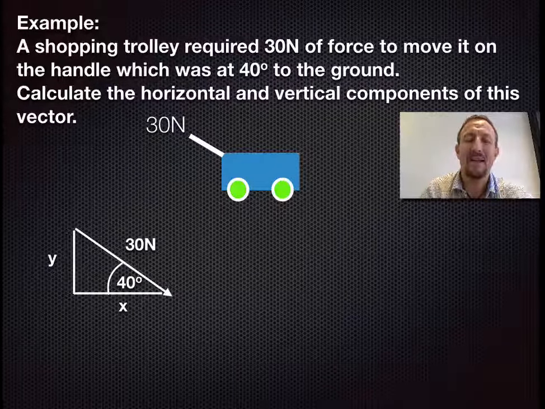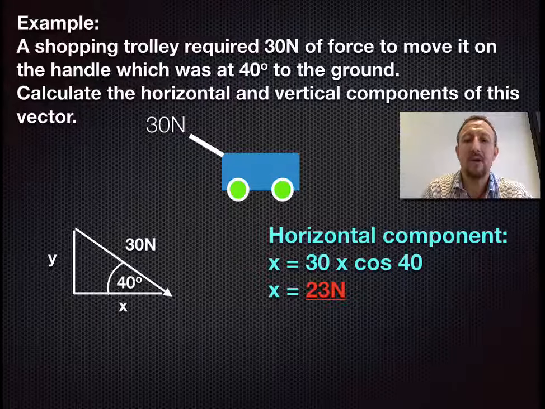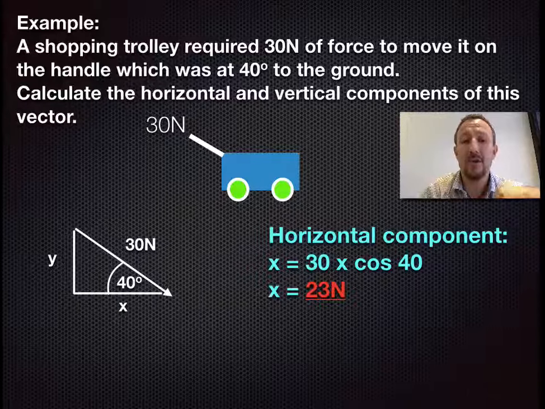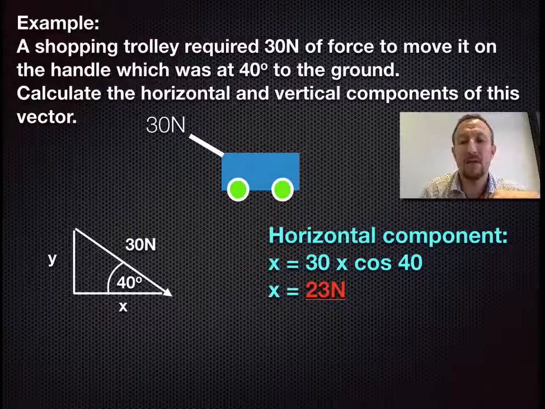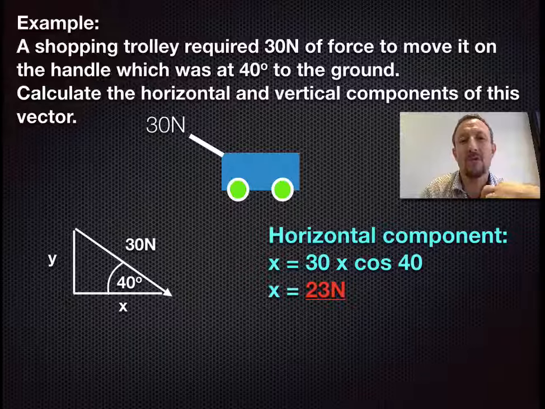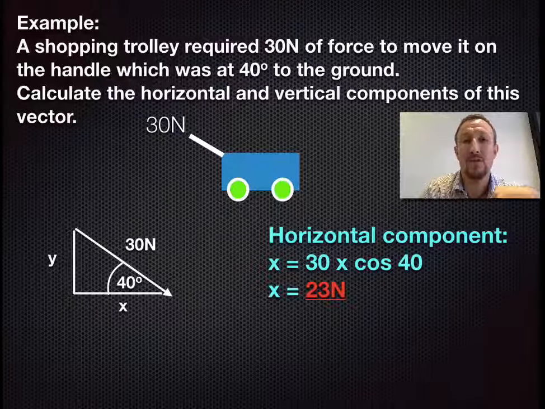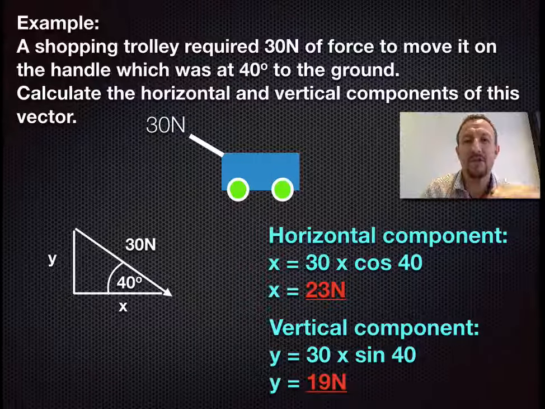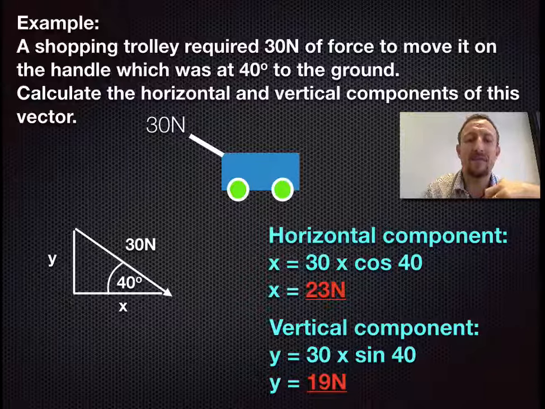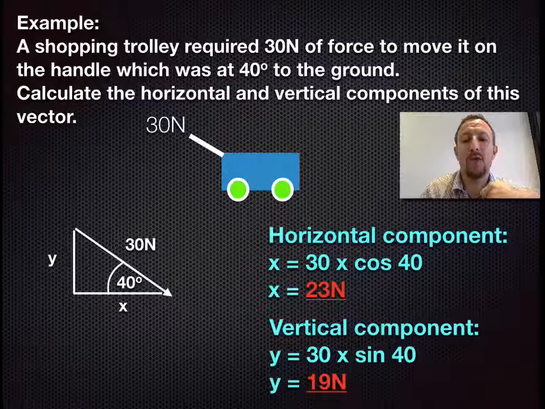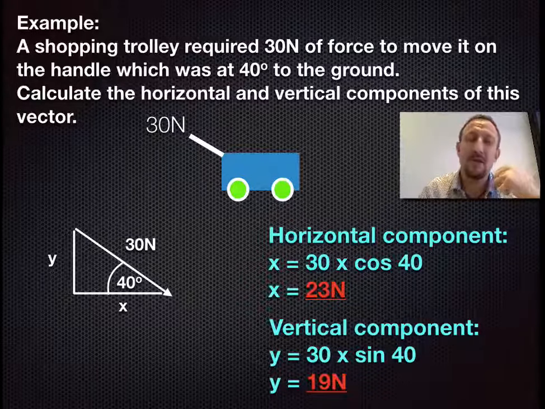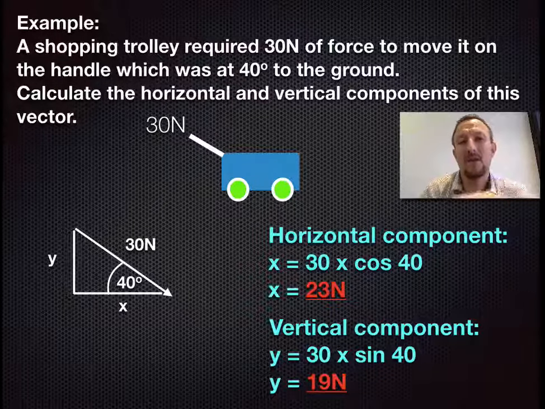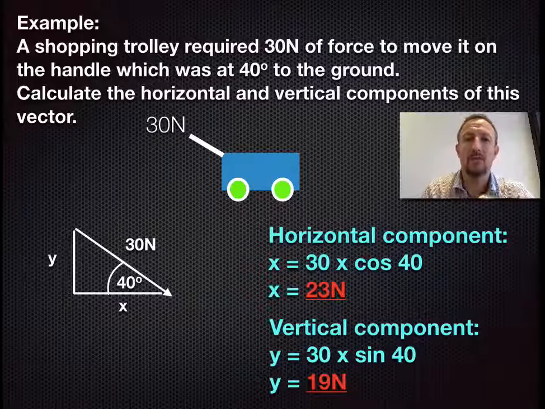Once I've got my vector triangle like this, it makes life easier to solve my components. So I do exactly like I did on the previous slide. My horizontal component is my resultant, which is 30 newtons, times cos theta, where theta is 40 degrees. So my horizontal component of this vector is 23 newtons horizontally. Then I do exactly the same for vertically, where the resultant is 30 newtons again. The angle is 40, so it's 30 times sine 40, which is 19 newtons. So that 30 newton force, which is applied at 40 degrees to the ground, is made up of 23 newtons horizontally and 19 newtons vertically.